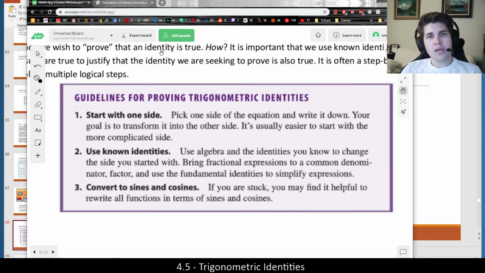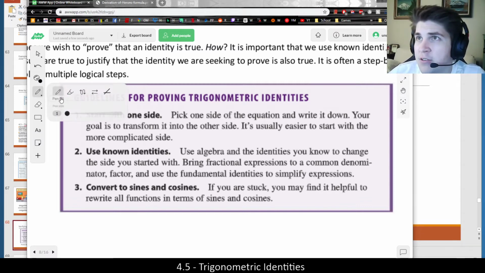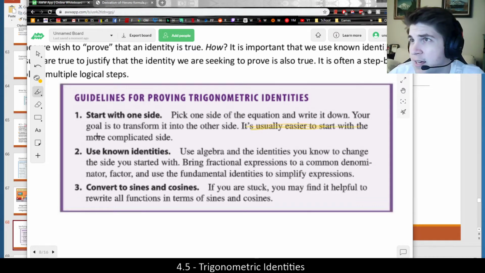Number one, it suggests to start with one side of the identity. Basically, pick one side of the equation, write it down. Your goal is to transform it into the other side. It is usually easier to start with the more complicated side. This is actually a very important note, something that I've found to be universally pretty much always true, that we want to start with the more complicated side.